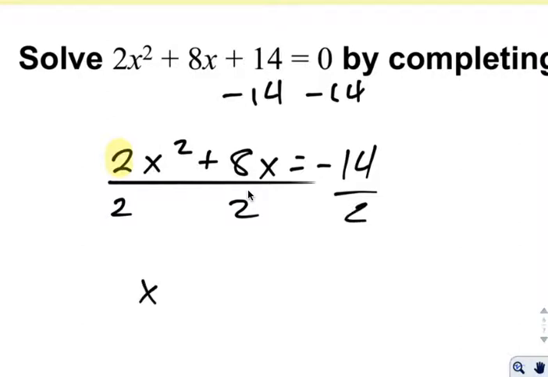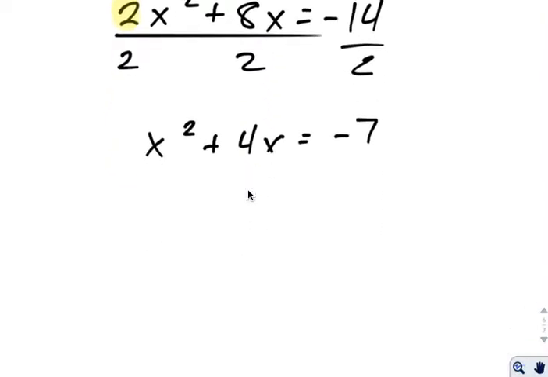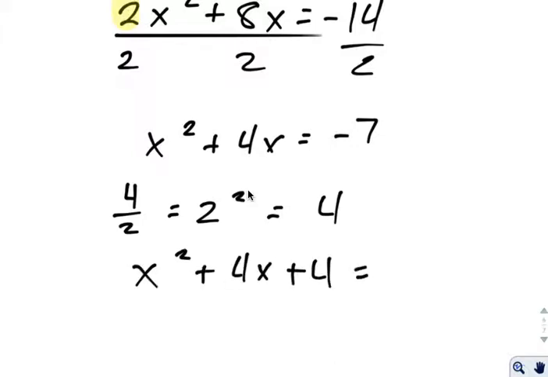So I need to also factor out that 2 from my equation. So now I have x squared plus 4x equals negative 7. Now I can find my new c value. So I take the b, 4 divided by 2 equals 2, and then I square it and I get 4. I substitute it in, x squared plus 4x plus 4 equals negative 7 plus 4. And I factor the left side of my equation. So this is the same as x plus 2 squared equals negative 3.